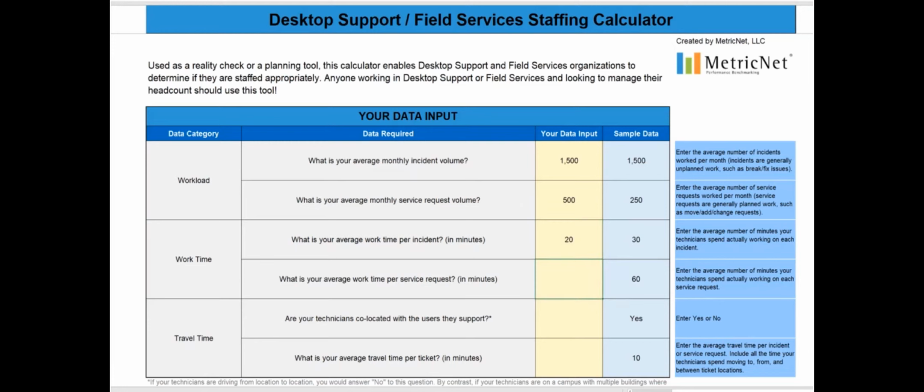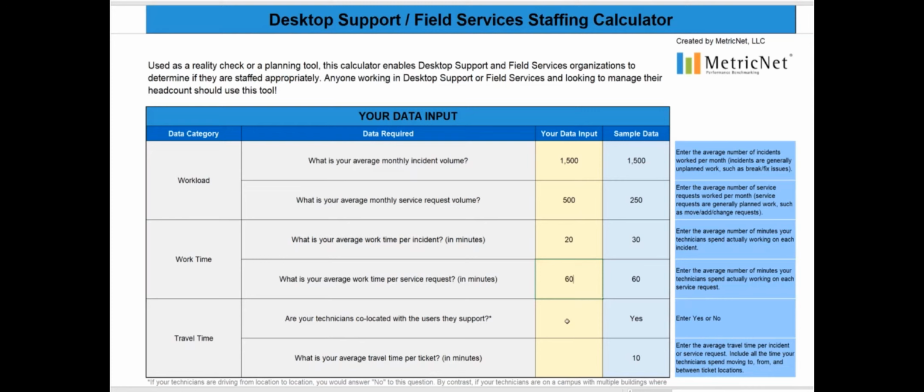Now, service requests usually require more effort. I'm going to put 60 minutes in here, but the same caveat holds. We're not talking about a 60-minute MTTR. We're talking about 60 minutes of work time. The work time will always be less than or equal to the mean time to resolve. MTTR is also known as cycle time, but here we're only interested in the work time per ticket.